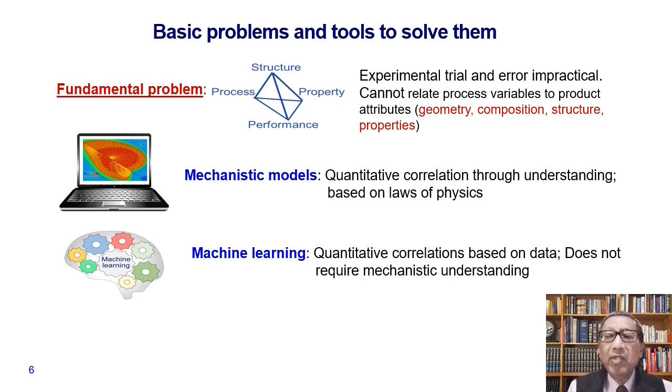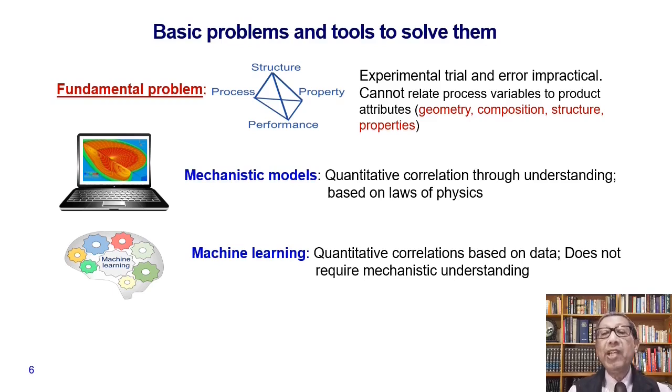So we reviewed the basic problems, but how do we solve them? Many of us here are metallurgists or material scientists, and we study the relation between process, microstructure, property, and performance. But the difficulty here is that this study cannot relate process variables to product attributes like geometry, composition, structure, and properties. So what do we do?